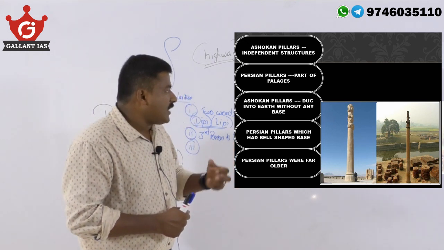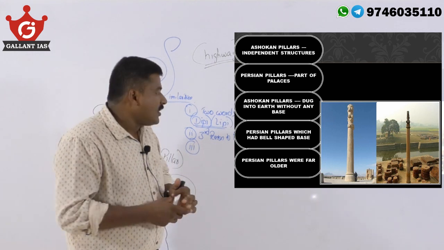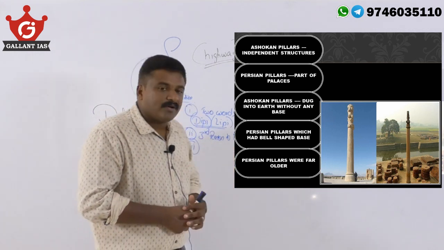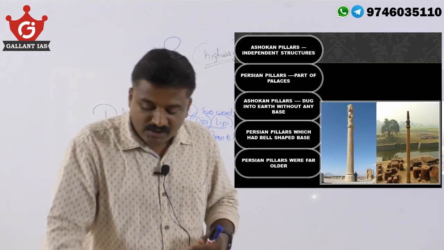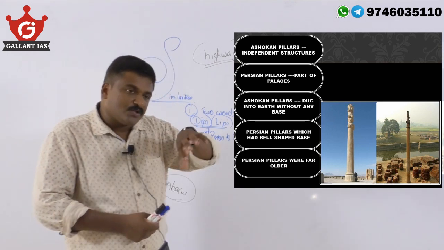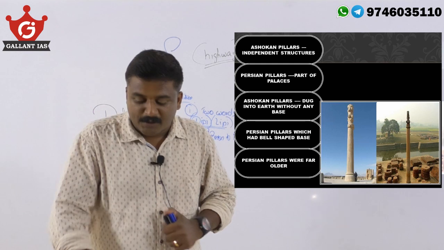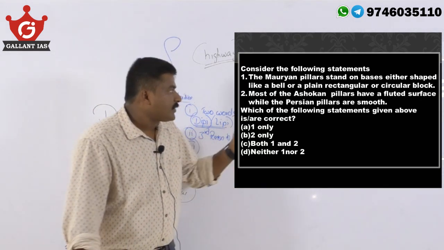Then Ashokan pillars are dug into the earth without any base. Ashokan pillars do not have any base, but these Persian pillars have a bell-shaped base. Then Persian pillars were older than these Ashokan pillars. So what I am saying is, go through the features, the similarities and dissimilarities between Ashokan pillars and the Persian pillars. Let's have a look at this question.